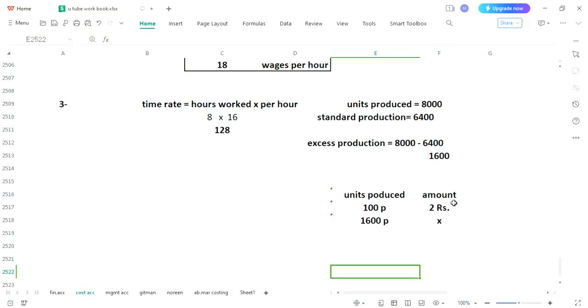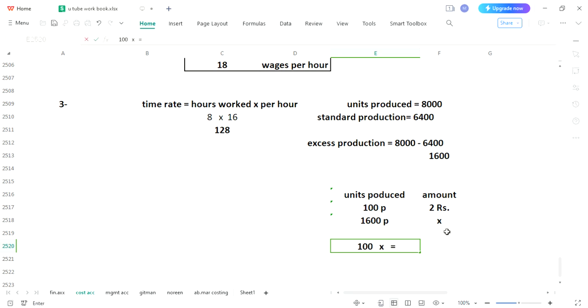This is our question. Now look here. Units produced given in the question is 8000, and under standard production we have calculated how many units should be produced in 8 hours. The very first step we calculated at the start of the question was 6400. Extra units produced 1600. Now if 100 extra pieces are made by the worker, 2 rupees would be paid. So how much amount would be paid for 1600 extra units? So here don't use your brain. We will calculate by cross multiplying. 100 multiplied by x, we will get 100x, and what would be present on the right side?